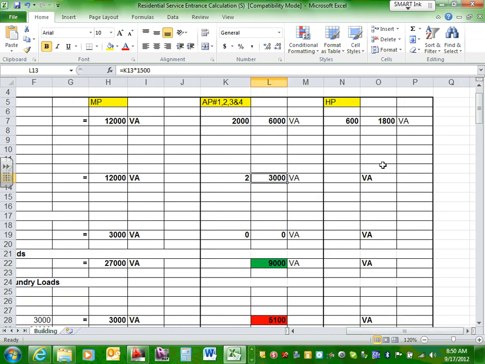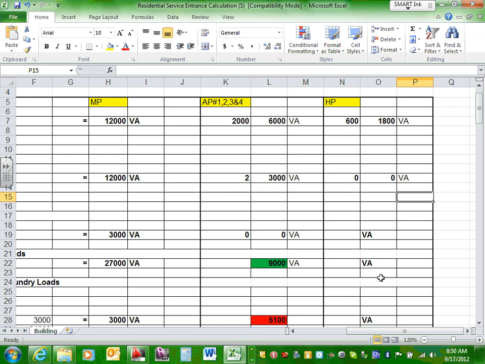Now what do you expect to be under the house panel? Are there any small appliance circuits fed from the house panel? No, so I put 0 here, and to be consistent, I multiply it by 1500. Enter. What do you think you're going to get? I put my volt-amps. So what do you get under the apartment building? 0. Why? Because there are no kitchens fed from the house panel.